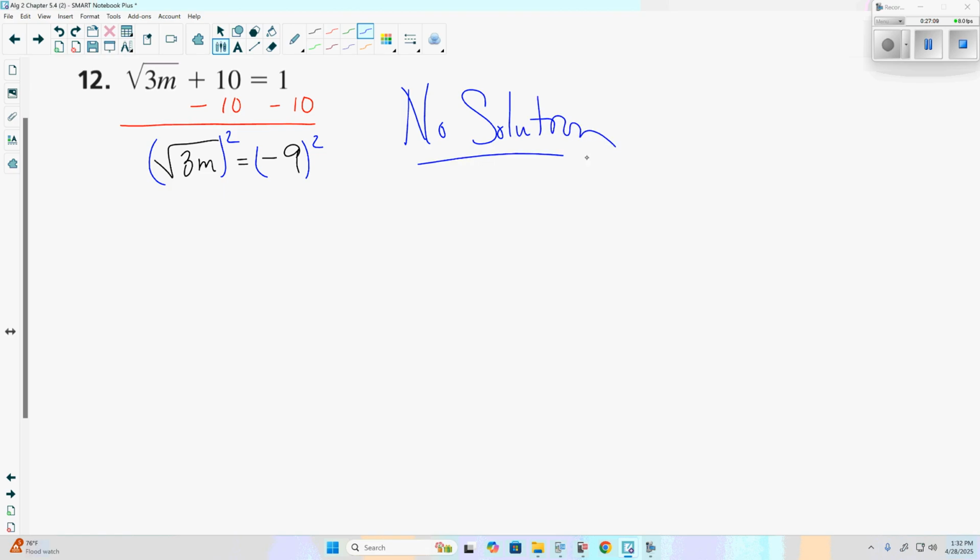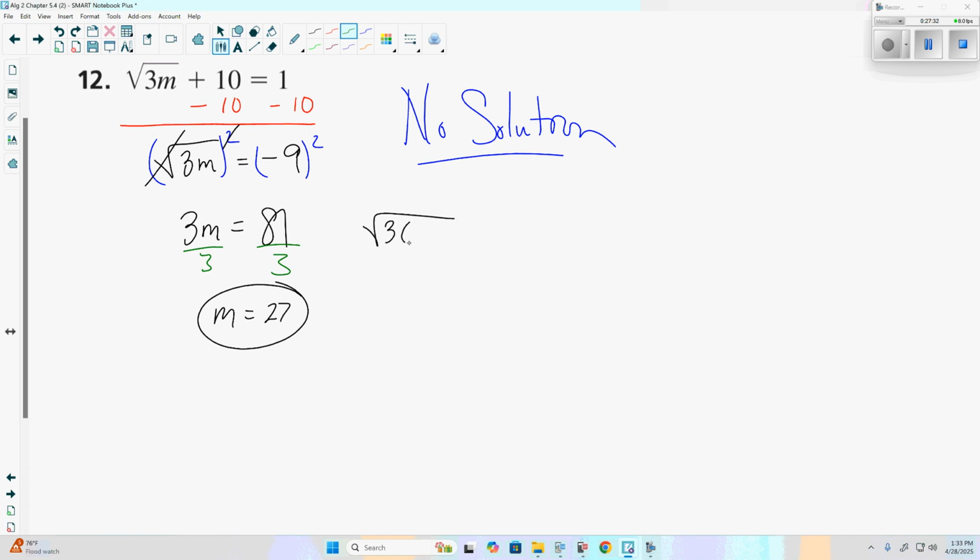Because is the radical by itself? Yeah. Square root, an even root, equals a negative number. It's not going to work. We could keep going. We could square both sides, telling us 3m is equal to 81. Divide by 3, telling us m is 27.